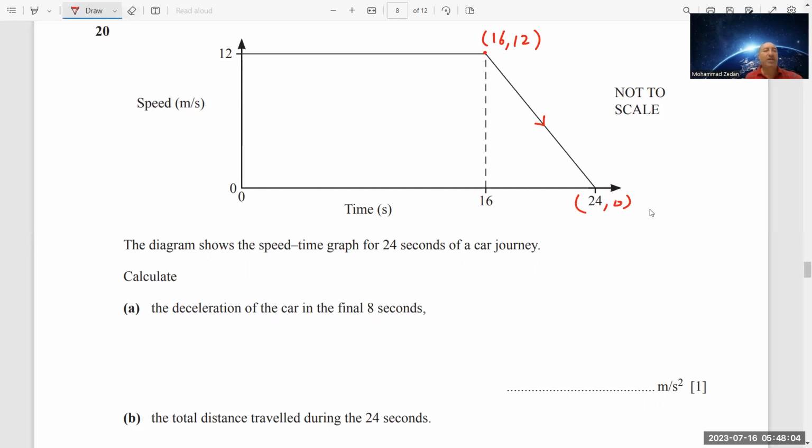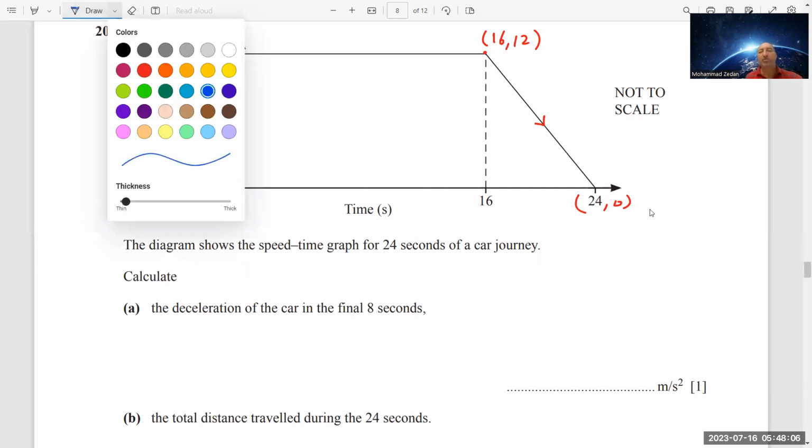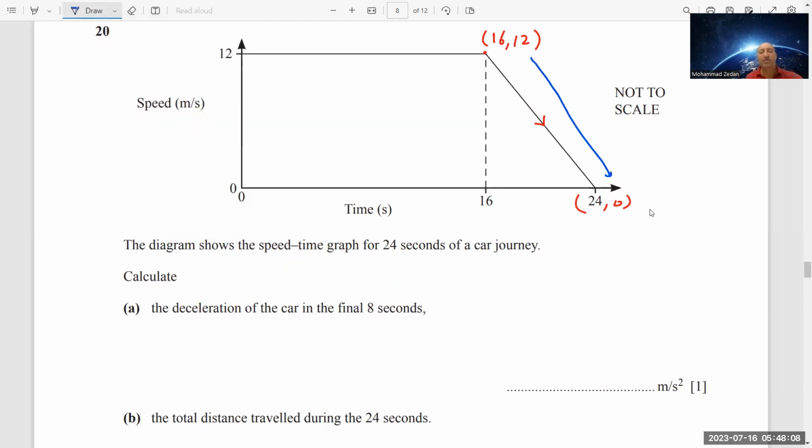And just apply the slope of the line, y2 minus y1 over x2 minus x1. So the slope here is 12 minus 0 over 16 minus 24. So 12 over, 16 minus 24 is -8. So the answer is -1.5. Negative because it's a deceleration. The speed becomes smaller and smaller until it reaches 0 or stops. So the deceleration is 1.5.